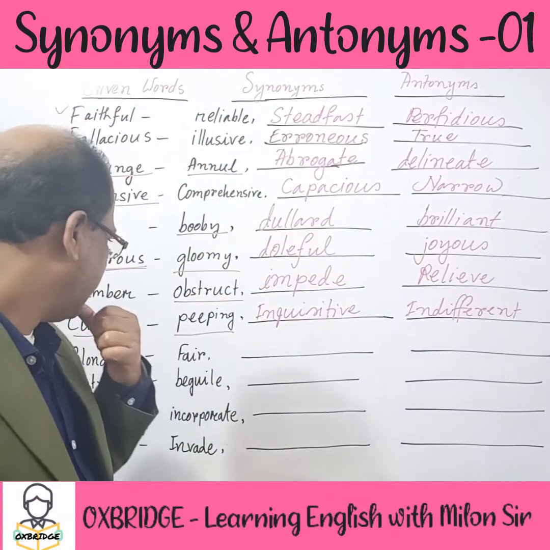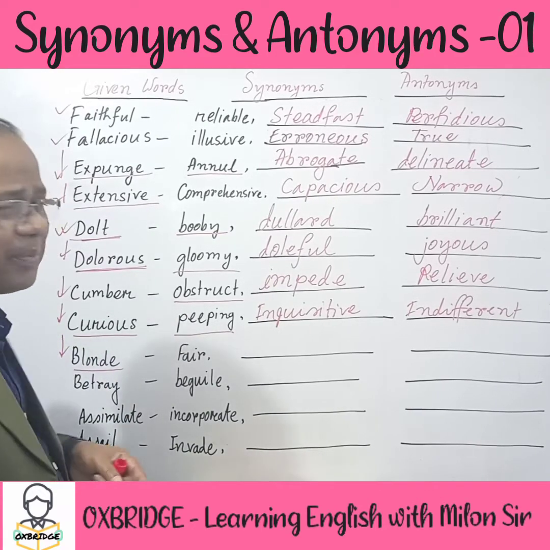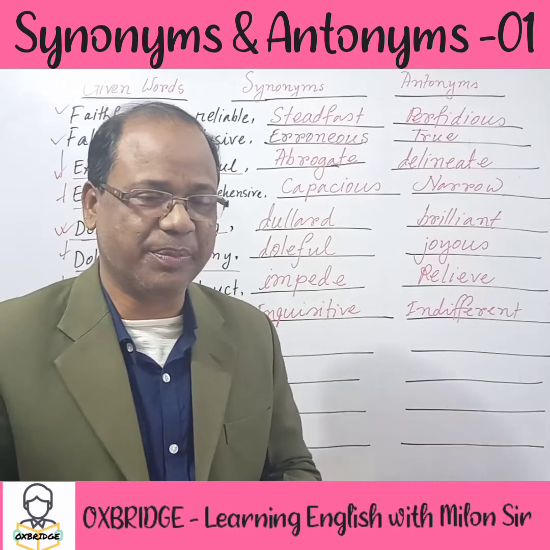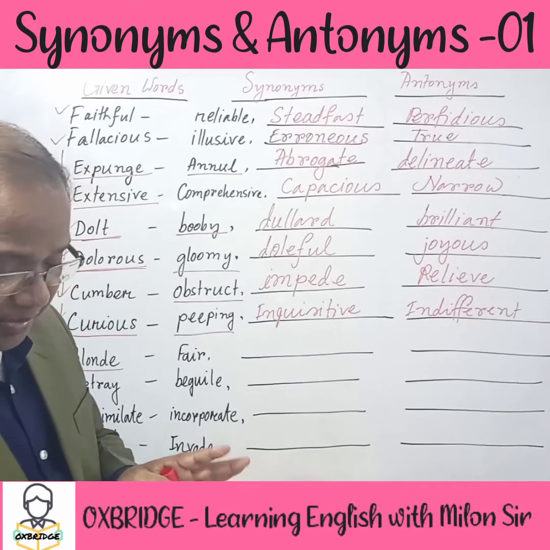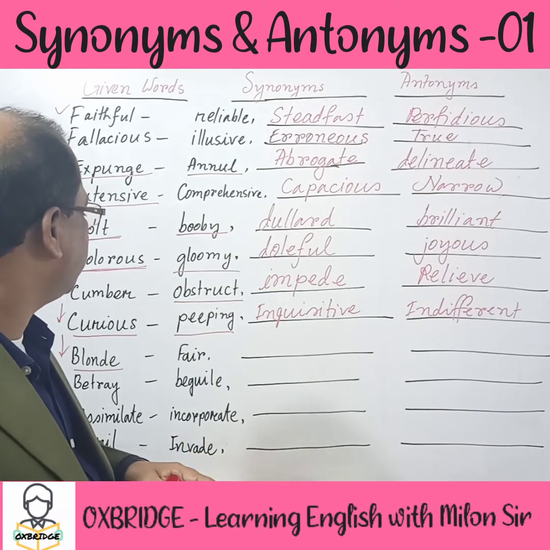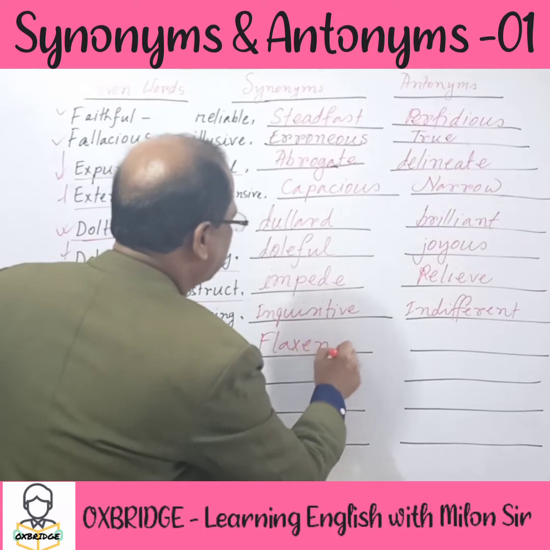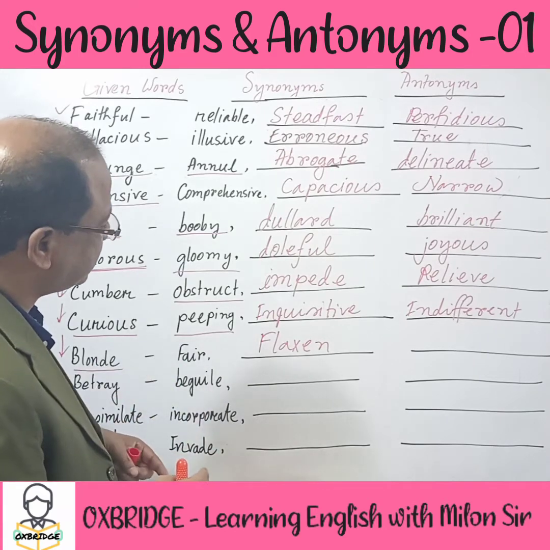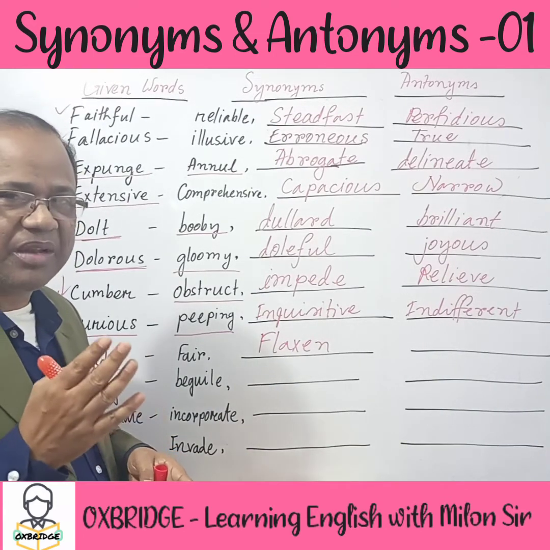Dear guys, our next one to discuss today is blondie. What a beautiful one. She has a beautiful look, beautiful complexion. So blondie means fair. And we can write the synonym for this word: flaxen, F-L-A-X-E-N. Blondie, fair, flaxen.